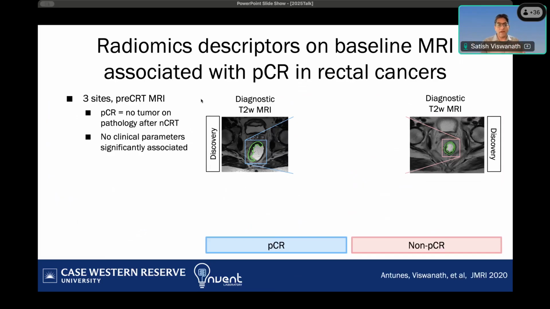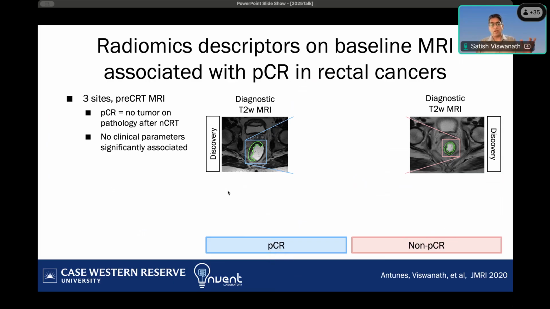And the way we define response is, since in rectal cancers a lot of patients get therapy and then go to surgery, we use that surgical specimen to define if there's any tumor remaining after therapy. If there's no tumor remaining, they're called pathologic complete responder, which is this blue box right here. And if they have tumor remaining, it's a non-responder.